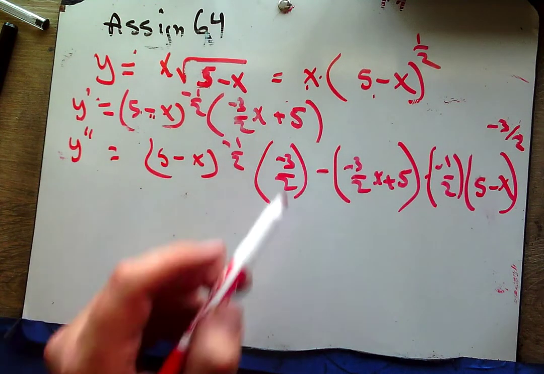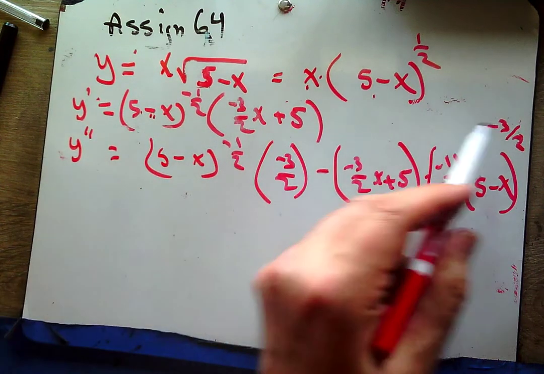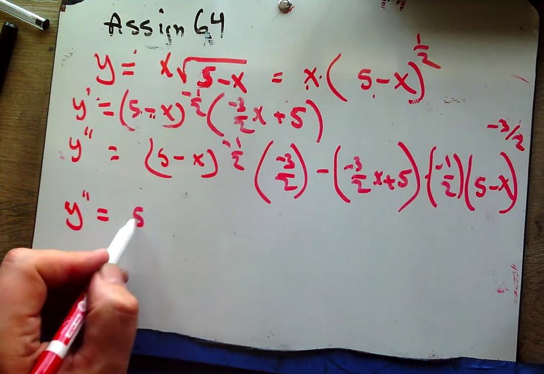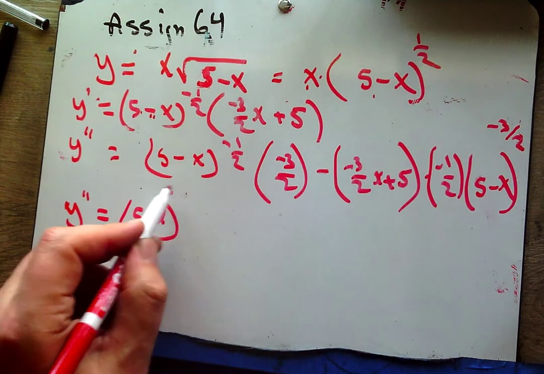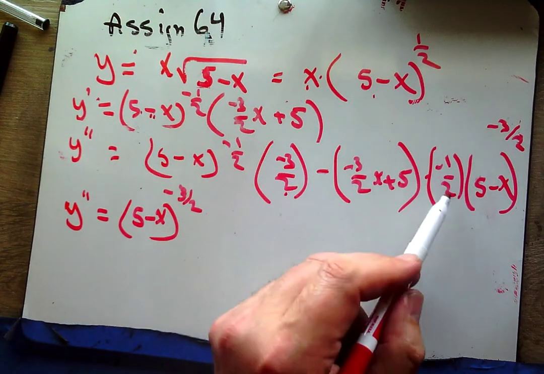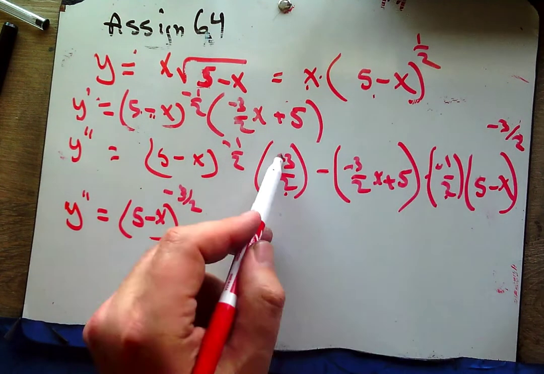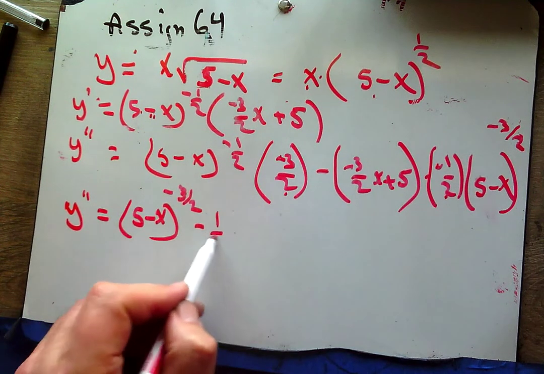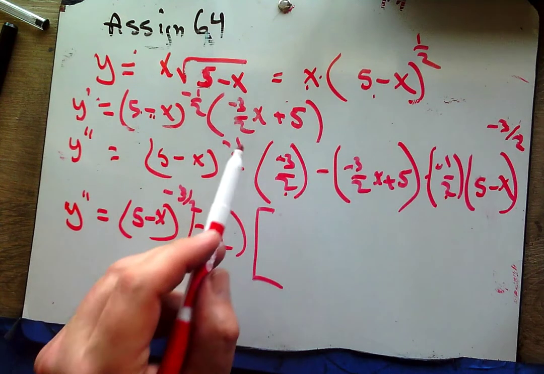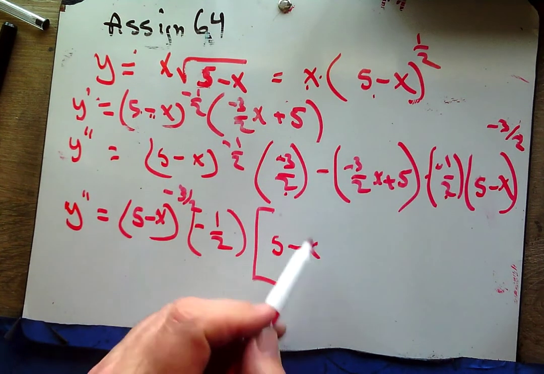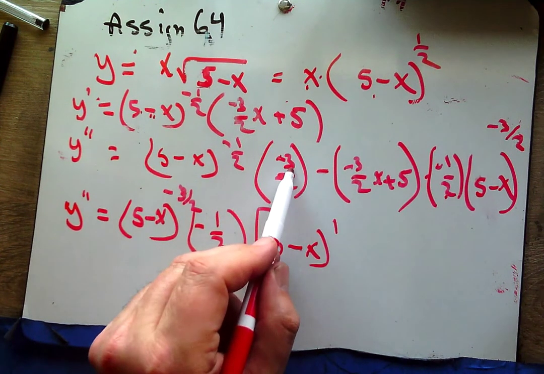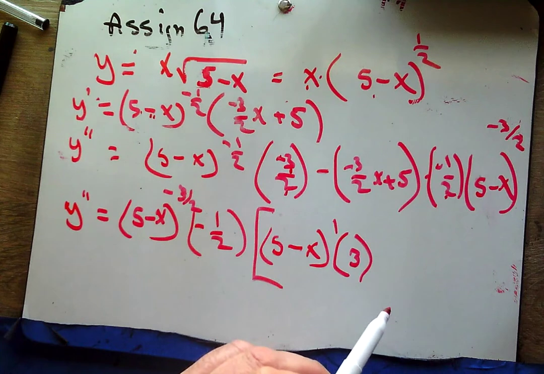Well, I like the idea of factoring out this to the lowest power. So y double prime, we've got 5 minus x to the -3/2. I also want to take out that and that. And how about that negative? So let's factor out a -1/2. And so what's left over? Well, we factored out a -3/2 here. So that's going to be 5 minus x to the first. We factored out this, but we left the 3. So we still have a 3 here.